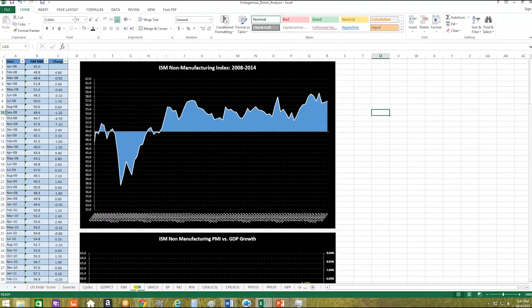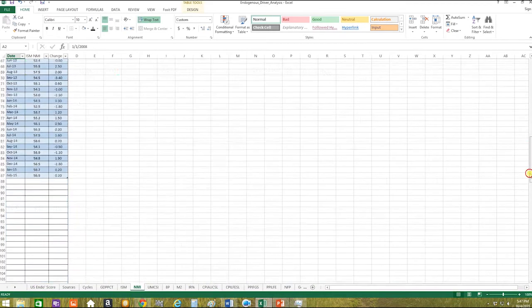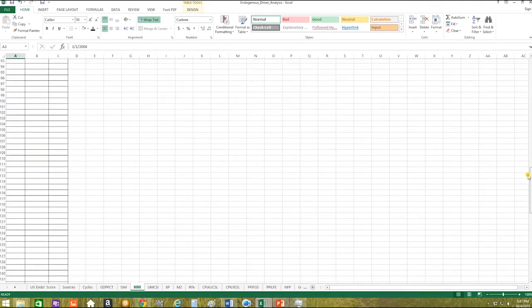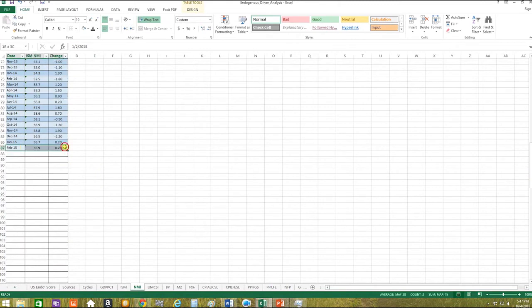And in the NMI sheet, you'll see that we've got the date, we have the NMI level, and we have the monthly change in the non-manufacturing index, and the data goes back to Jan 08. And if we scroll all the way down, we can see that the last piece of data came to us in this spreadsheet in February 2015. The level was 56.9 and the change was 0.2 of a point positive.